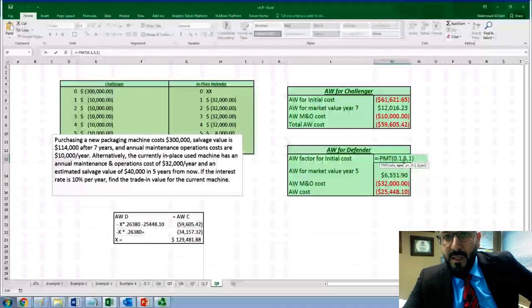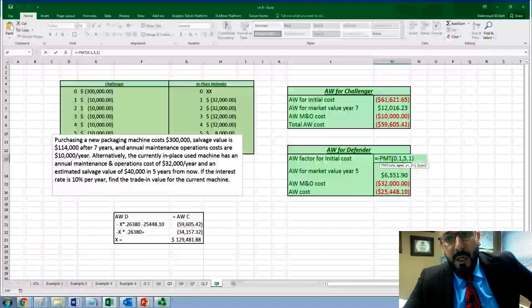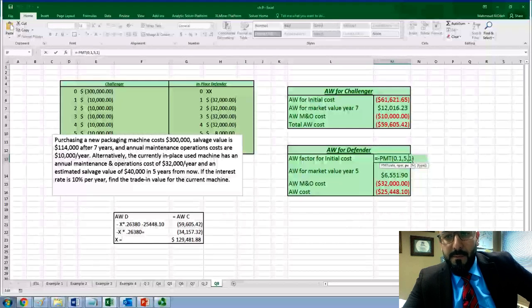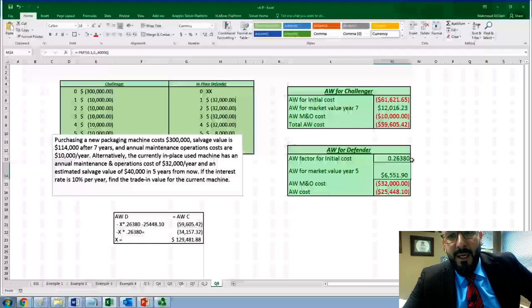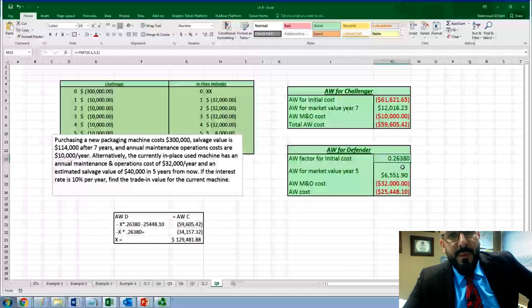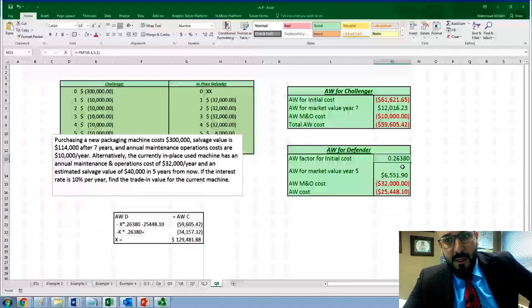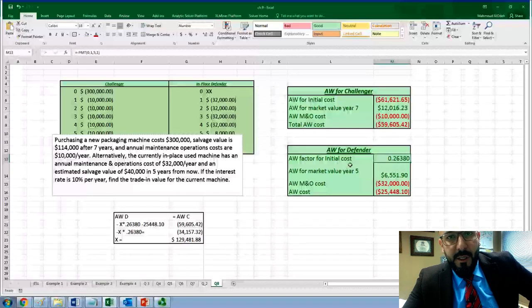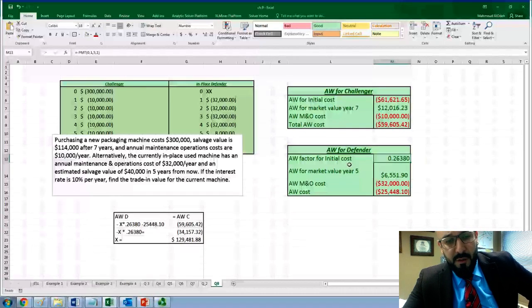And instead of using the interest rate table, you could use the PMT function for 10%, 5 years, and we consider the present value to be $1, and that would give you a factor for converting the initial cost to annual worth of 0.2638. Again, this is just a factor to convert the initial cost to annual worth.